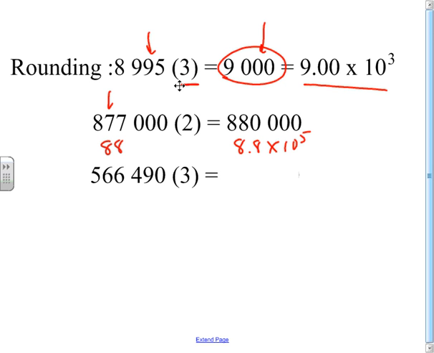And on this next one, if I want to round this to 3 significant figures, I want to round to this place. Do not overthink and think, well, if this is a 9, I need to round that to a 5 and round that up. No, you only look at the next digit in line. If I want to round to this place, I only look at this place. Since 4 is less than 5, I'm going to round down. So that comes out to 566,000.